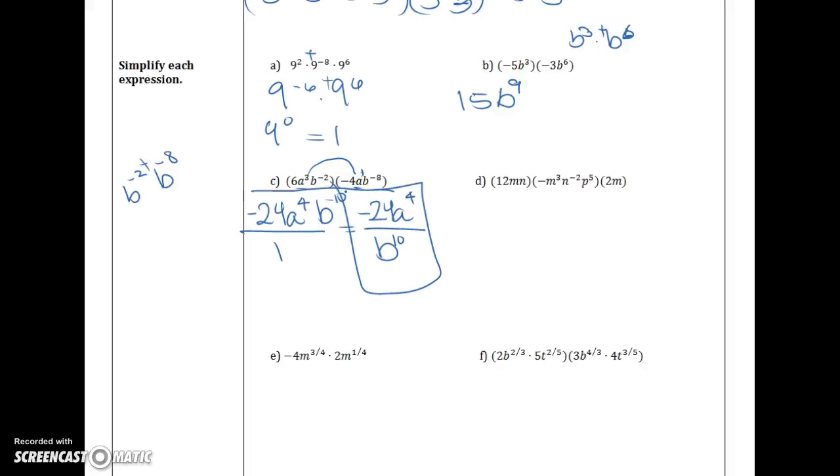Okay, onward. Looking at this problem, what do you see? What's in common?